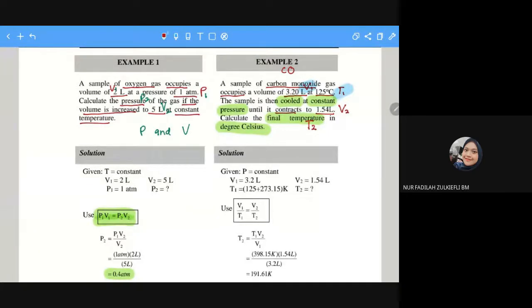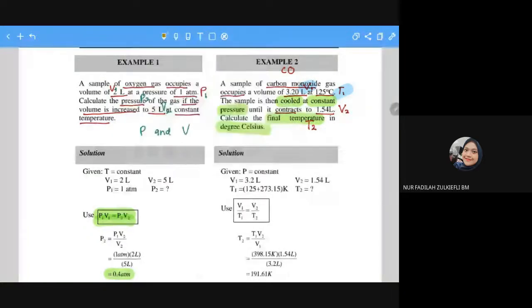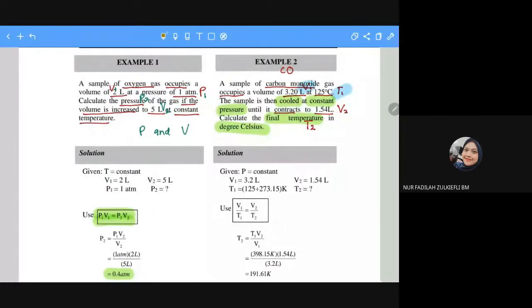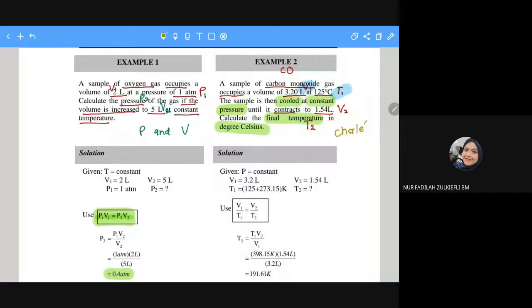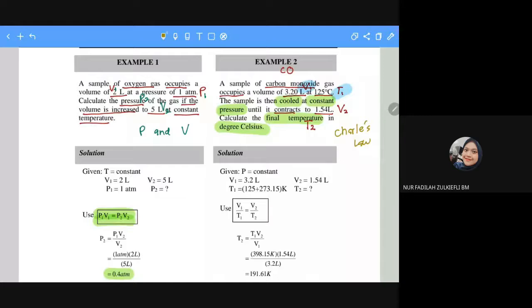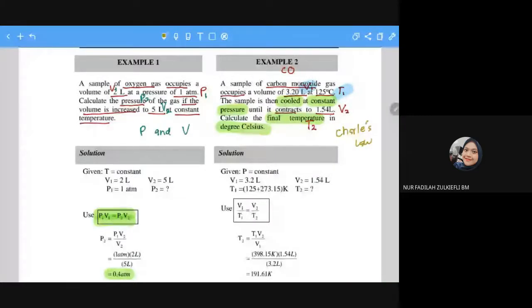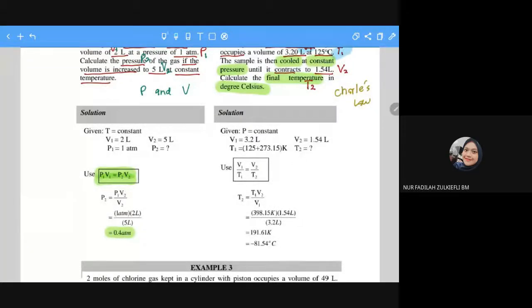So teacher tanya as a bonus question, what is the rule apply for this question? In order to find T2, what is the rule apply? Charles law. Okay, this is Charles law. Okay, Kelvin. Ramai cakap Kelvin tak apa. Okay, Charles law. So nak cari T2, kita apply Charles law tapi apply yang mathematical question. So V1 over T1 equals to V2 over T2.